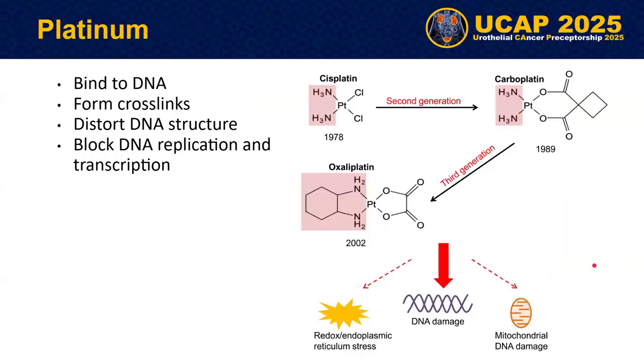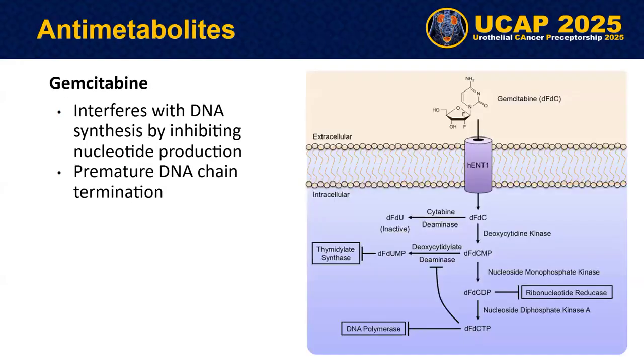So first of all, let's move to platinum. Platinum examples are cisplatin, carboplatin, and oxaliplatin. It binds to the DNA structure here and forms cross-links and distorts the DNA structure. These disable the unwinding of the DNA structure, hence blocking DNA replication and transcription, leading to cell death.